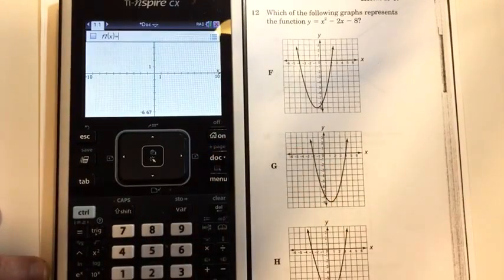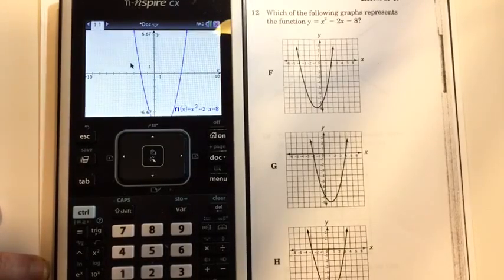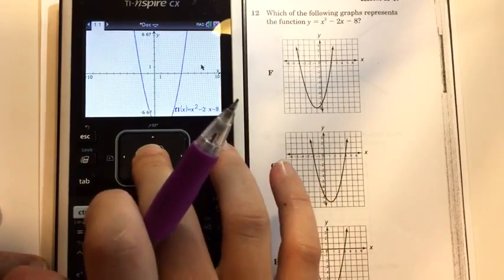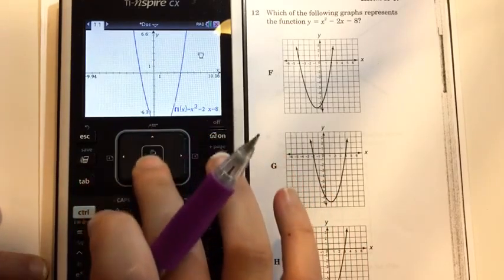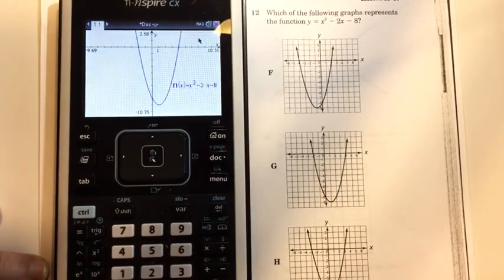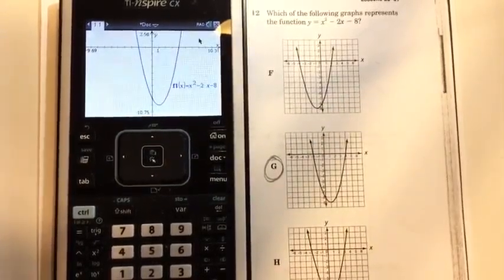Number 12, I'm just looking to graph this thing. So I'm just going to plug in x squared minus 2x minus 8 and go look at my graph. I can change my window, or remember earlier we said if you just hold down your center button, you can kind of move this around so you can see what you need to see. But if you're just judging based off even basic ideas of how it looks, G is my answer.